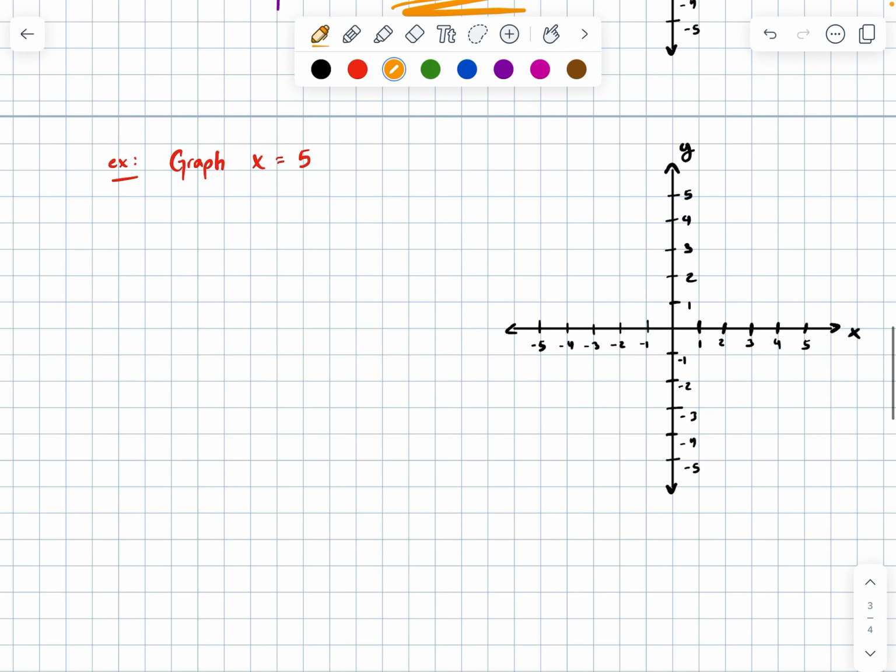What do you think is going to happen here if I try to plug in something for x equals 5? Take 30 seconds, same idea. See if you can find some points here. Go.